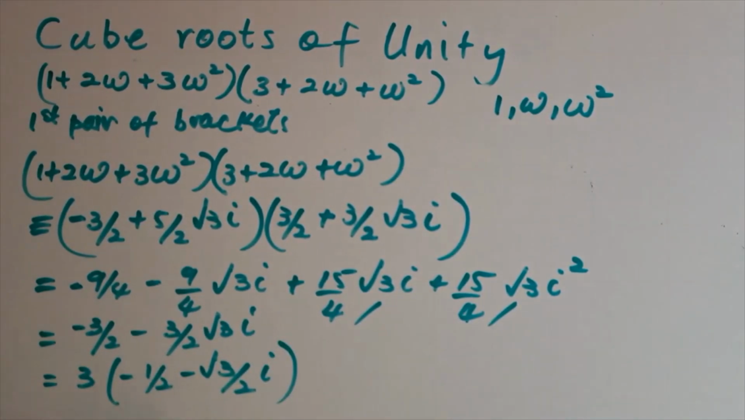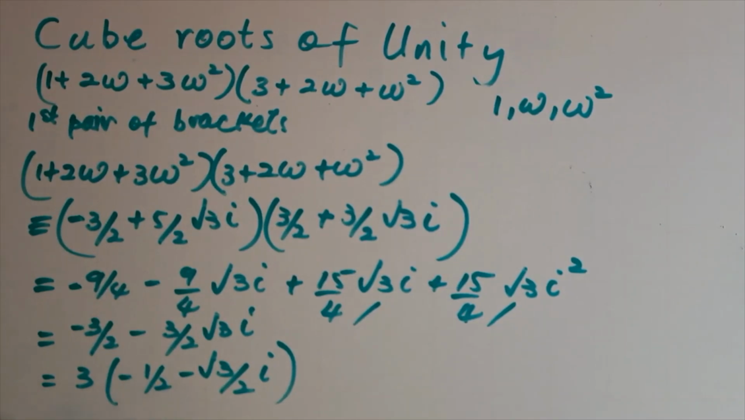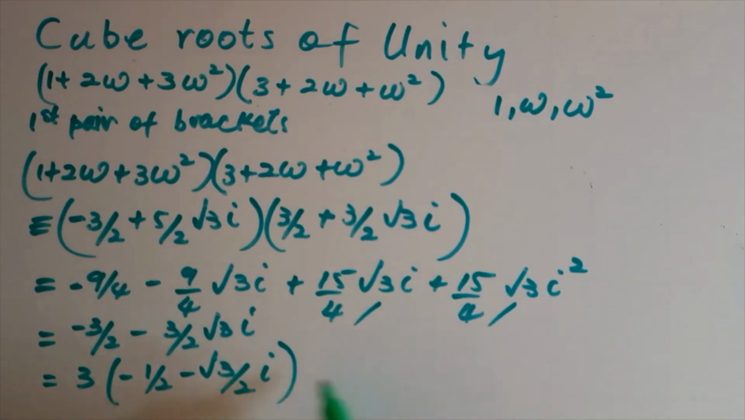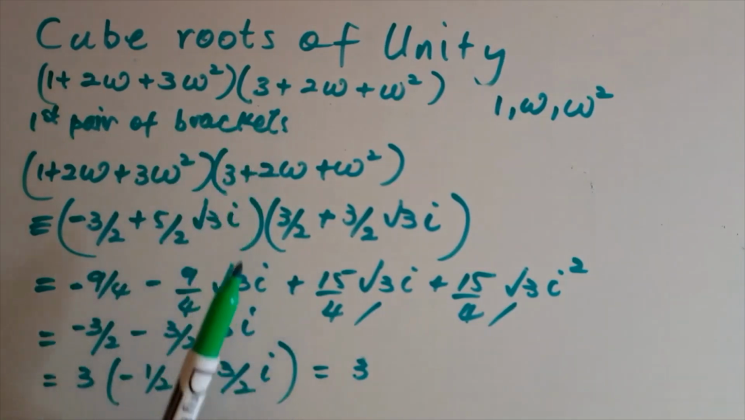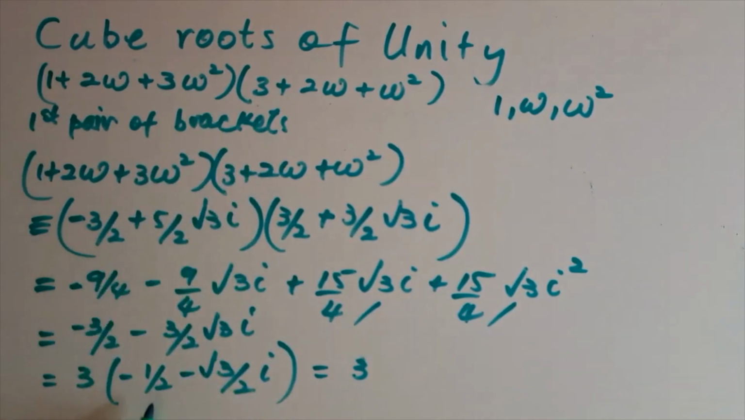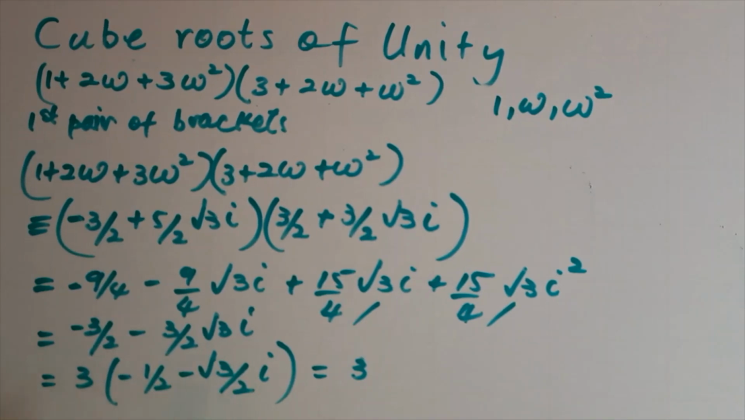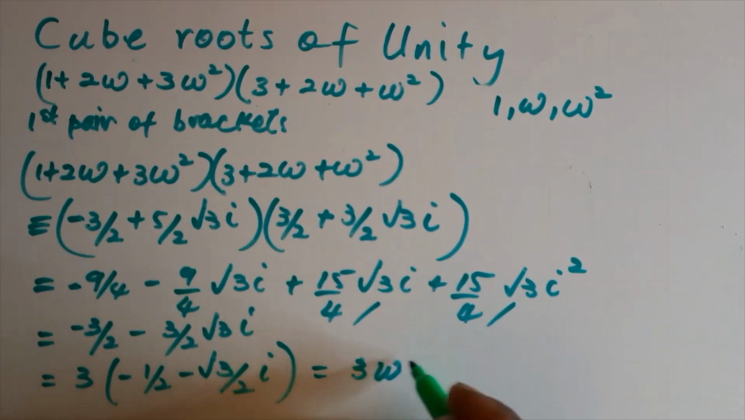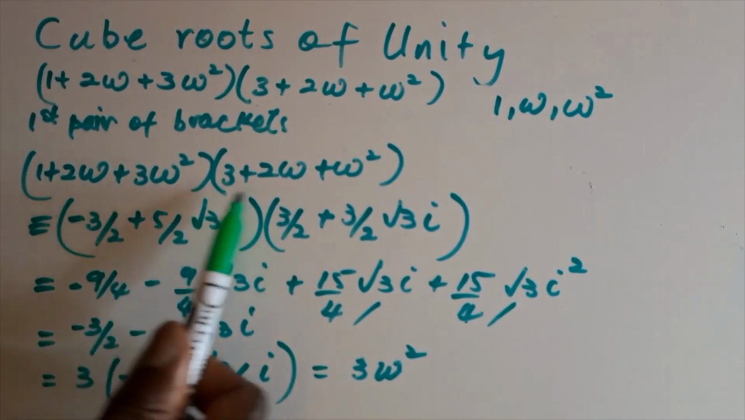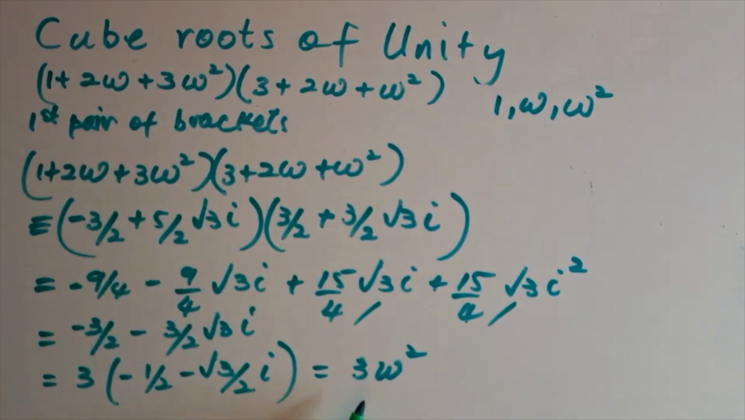Now this is one of the roots, one of the cubic roots of unity, which we can designate as omega squared, in fact, because we already designated minus a half add root 3 over 2i as omega. So the square of that will give us this. So this is designated as omega squared, so we write this as 3 omega squared. So this expression simplifies to 3 omega squared.